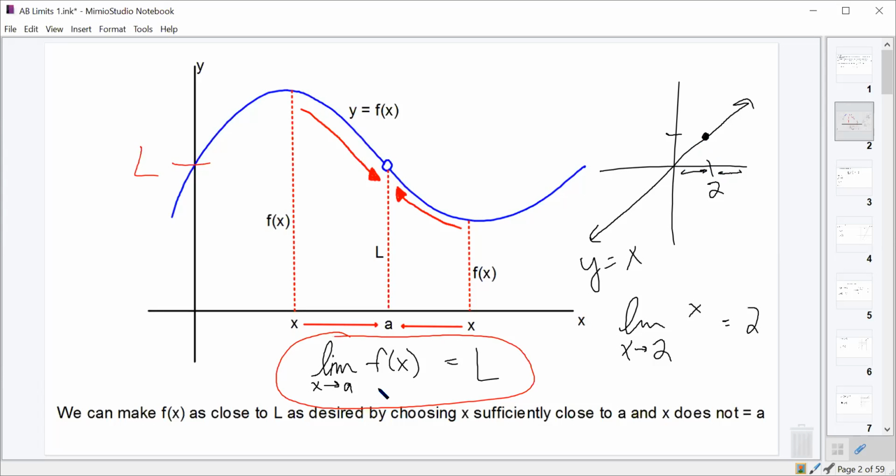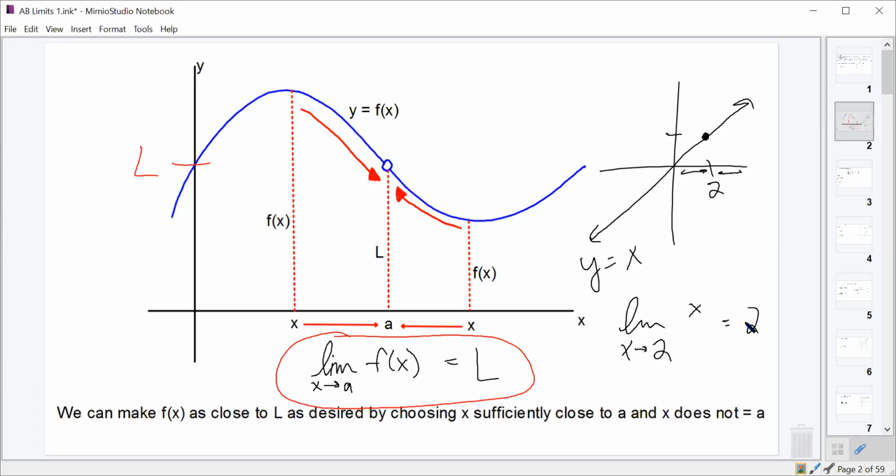If I said, what's the limit as x approaches 3 of x, what would the answer be? 3. That's great. If I said, what is the limit as x approaches negative 1,000 of x, what would our answer be? Negative 1,000. Wow, that's spectacular. You guys are on top of this already. That's great. That's the basic, simple idea behind a limit. What does a function get close to as the x values get close to some number?